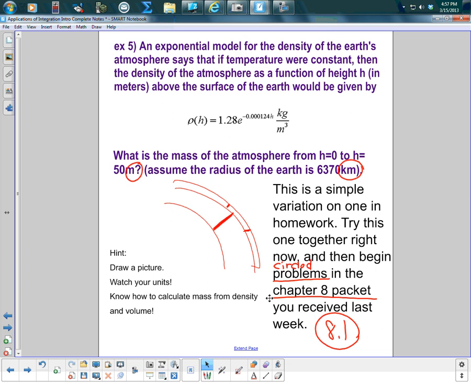So draw a picture, okay, and figure out what it is you're going to need to add up in each Riemann sum. Okay, so that is all I have for today. Make sure you do those Chapter 8 packet problems 8.1, and I will see you tomorrow.